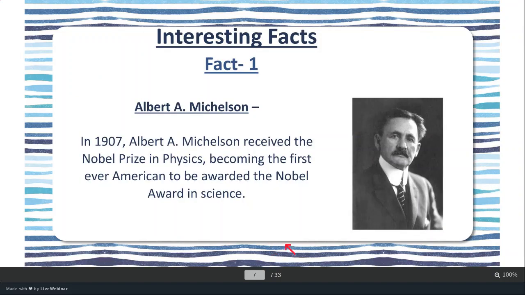Okay, so interesting facts. Fact number one is Albert A. Michelson. In 1907, Albert A. Michelson received the Nobel Prize in Physics, becoming the first American to be awarded a Nobel Prize in science. Using this Michelson interferometry setup, he made the first standard meter measurement in terms of the wavelength of a light source.